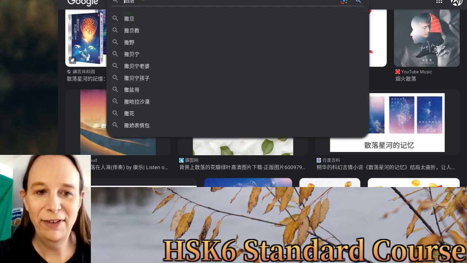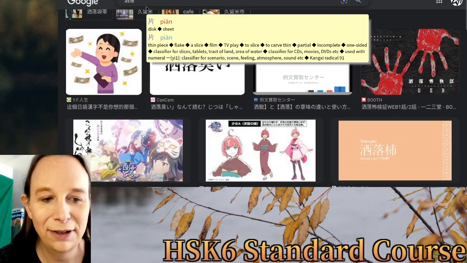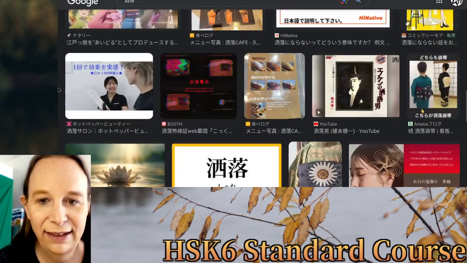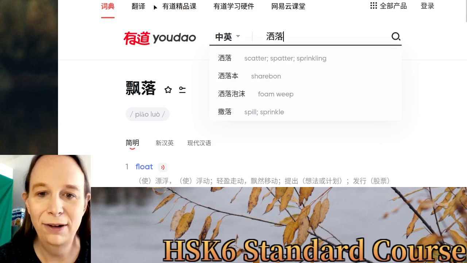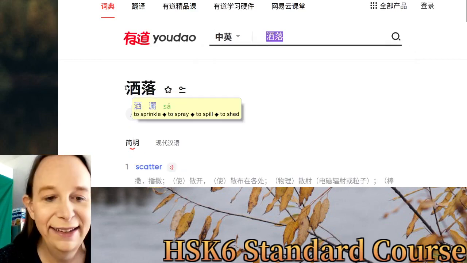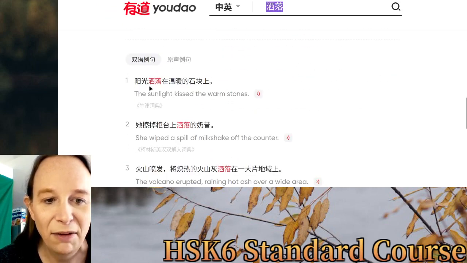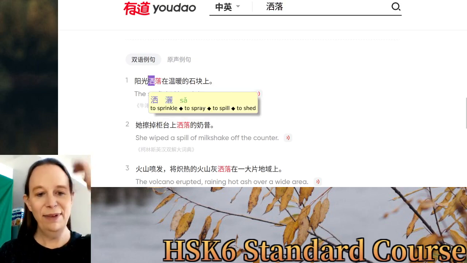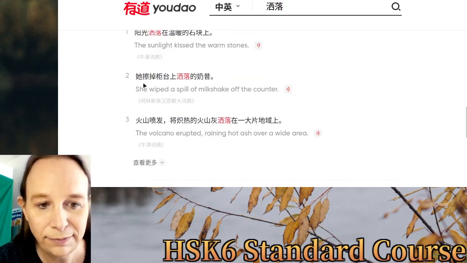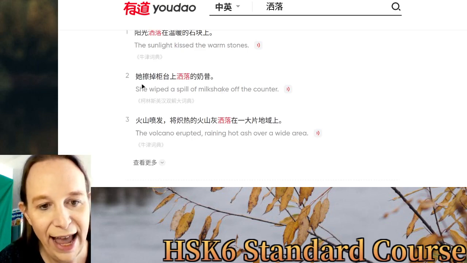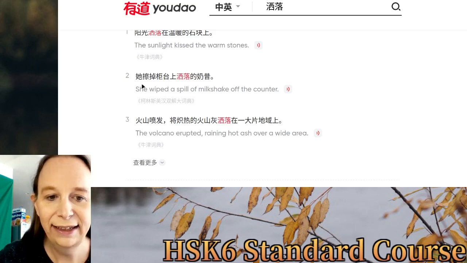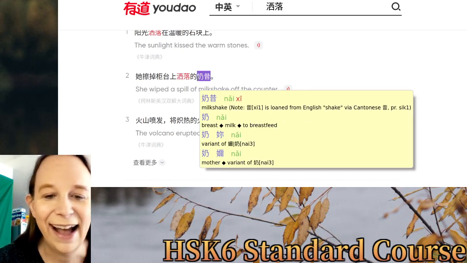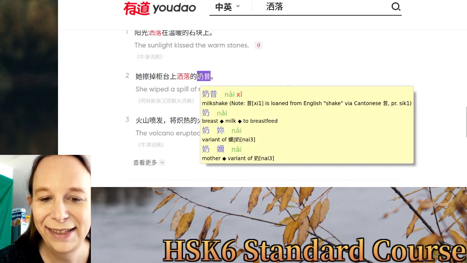Sa lo. This is probably very similar. Sa meaning to sprinkle. Sa lo jin qian, di ma. Some of these are Japanese. They're all Japanese. That's not helping. All right, sa lo. To sprinkle down. It's just like two separate words. Yang guang sa lo zai wen nuan de xue kuai shan. Like, sa means sprinkle. Here it's used metaphorically, right? Ta ta diao gui tai shan sa lo de nai xi. Nai xi is milkshake. Oh, okay. By a Cantonese, all right. I do not know. Nai xi. So you need to know this xi.